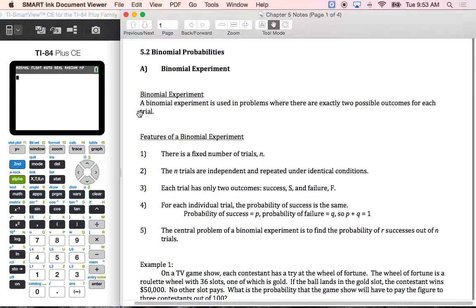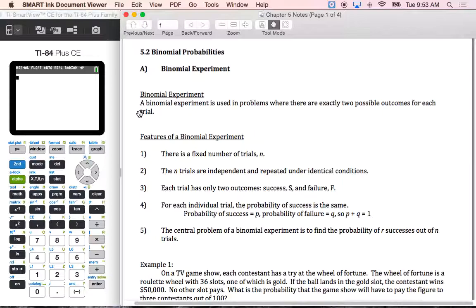5.2 is binomial probabilities. A binomial experiment is used in problems where there are exactly two possible outcomes for each trial. Features of a binomial experiment are that we have a fixed number of trials, n. They're independent and they're repeated under identical conditions. With a binomial experiment, your two outcomes are either success or failure.